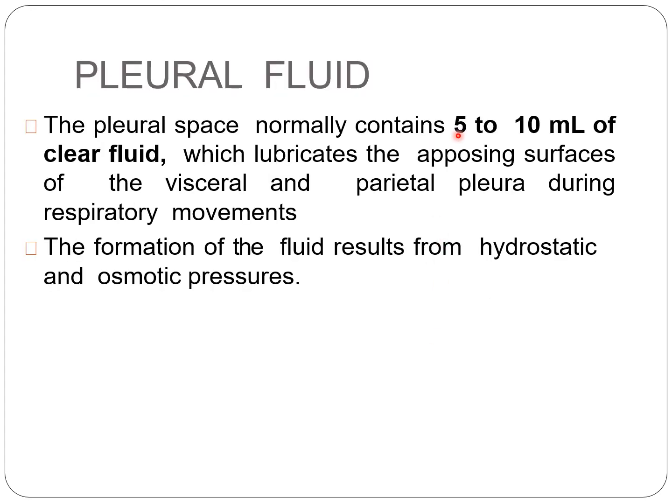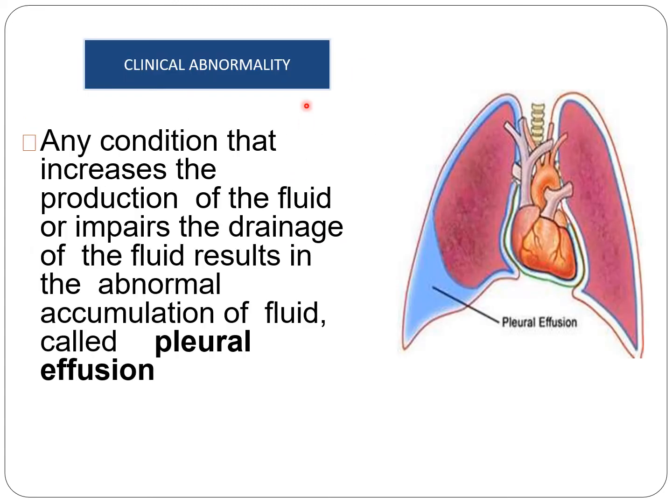The amount of pleural fluid is about 5 to 10 ml. This fluid is formed from hydrostatic and osmotic pressures. There are certain clinical abnormalities related to pleura and pleural cavity. One such condition is called pleural effusion. Any disease or situation that increases the production of pleural fluid or impairs the drainage of pleural fluid results in abnormal accumulation of fluid in the pleural cavity. That is called a pleural effusion.